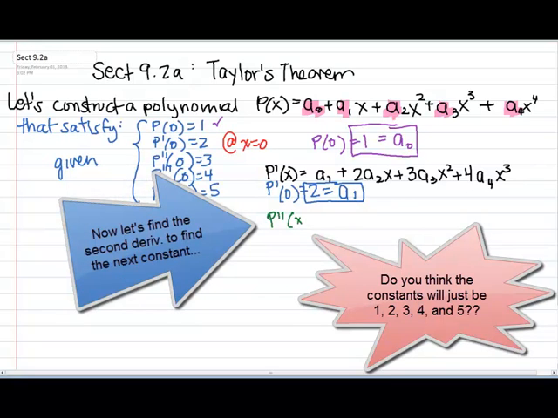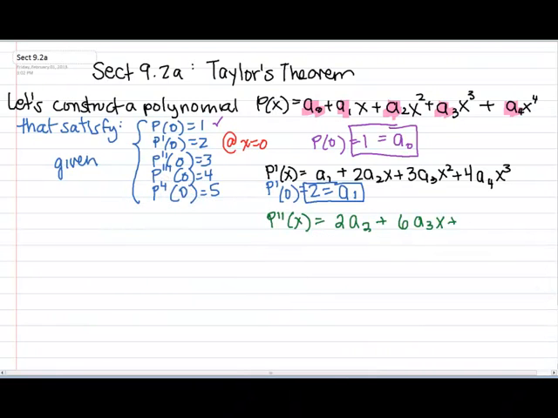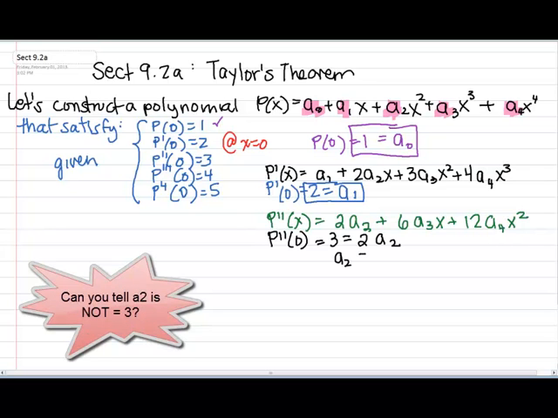We do need to find the second derivative to double check. Well, we're going to have 2 a sub 2 plus 6 a sub 3x plus 12 a sub 4x squared. So right off the bat, I already know that it's going to be a little bit different this time because p double prime at 0 is equal to 3. So that means a sub 2 equals 3 over 2.